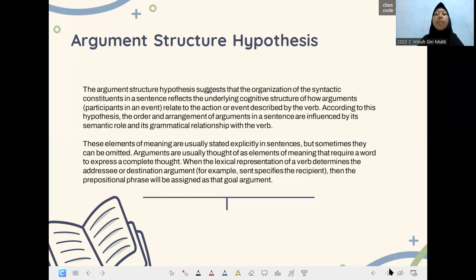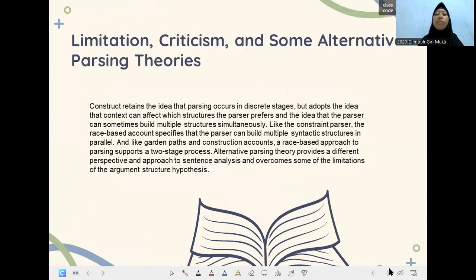And then limitations, criticism, and some alternative parsing theories. The construal account retains the idea that parsing occurs in discrete stages, but adopts the idea that context can affect which structures the parser prefers, and the idea that the parser can sometimes build multiple structures simultaneously.